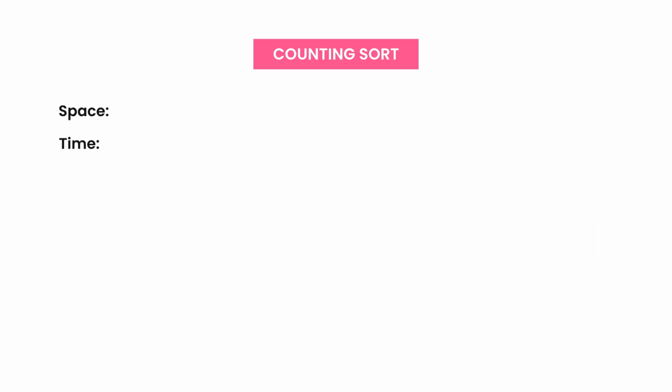Now let's talk about the time and space complexity of counting sort. Space complexity is pretty straightforward. We need to allocate extra space for the counts array. The size of this array is dependent on the maximum value in the input array. If k is the maximum value in our input array, counting sort requires O of k space.